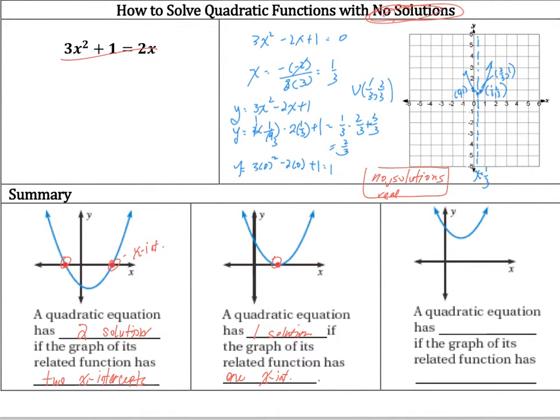A quadratic equation has no real, now this word is crucial here, real solutions, because we can have imaginary numbers too. That will come in algebra 2. If the graph of its related function has no x-intercepts.